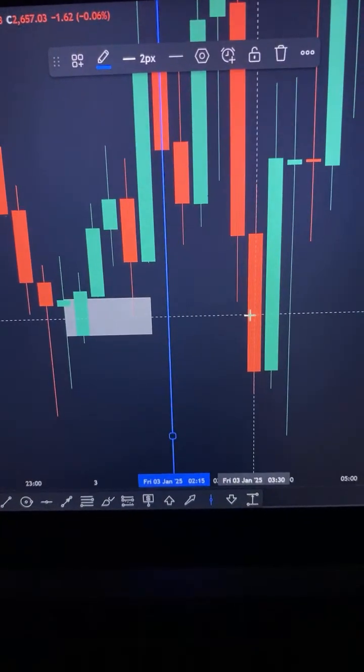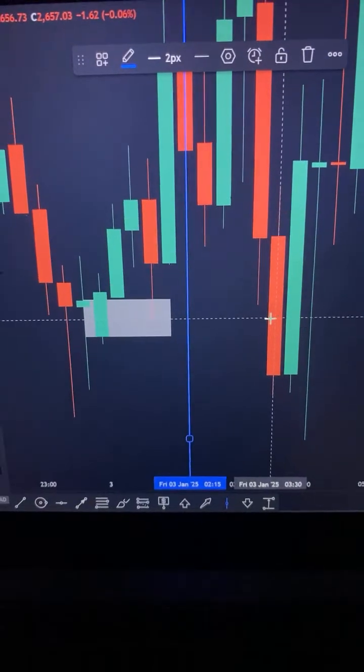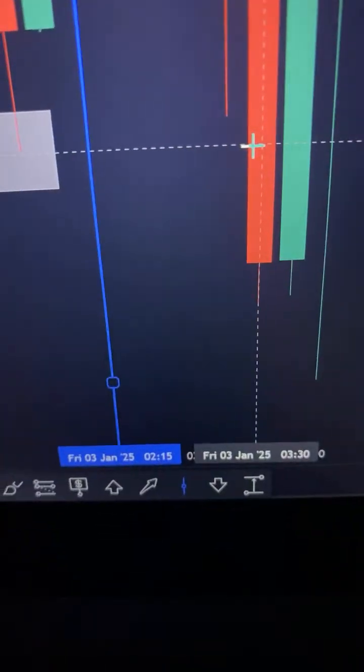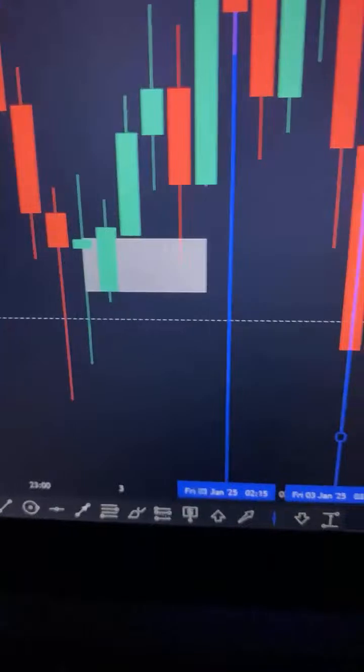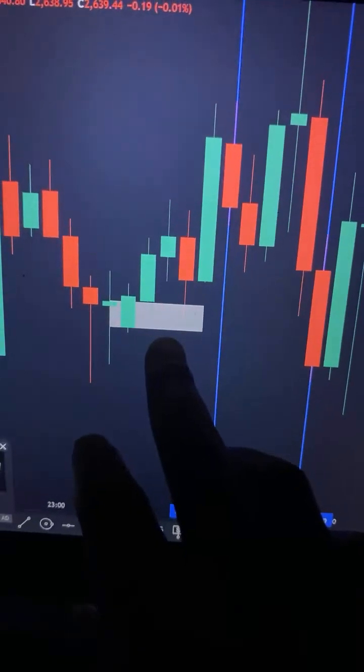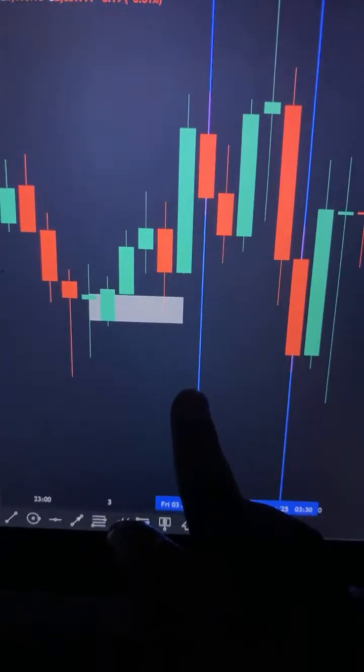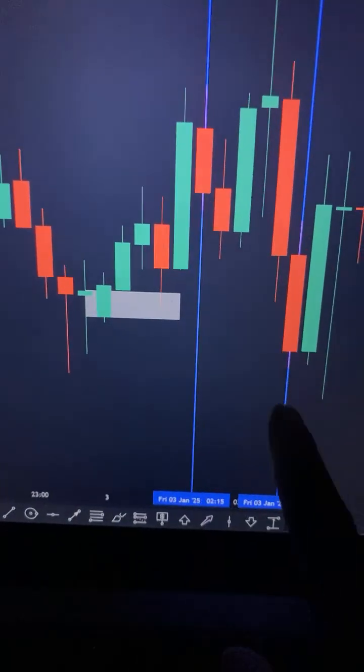And then you're going to need the price at another time slot, which would be 3:30. Let's take a look at it. It's 3:30, right? So that's what you're going to be needing. These are the two time slots that you need. You need this open range that you're going to be highlighting yourself, and then you need the 2:15 Asian open, and then you also need 3:30 for confirmations.